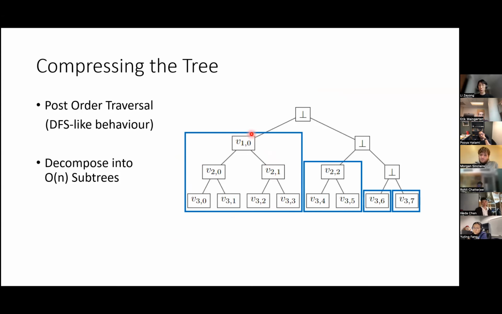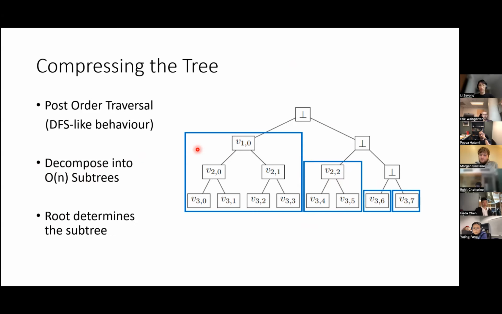That's a very vague intuition, but if you just follow the post-order traversal a little bit, it should be clear that you should be able to decompose this big tree into order n many subtrees. And these subtrees will have different heights. And that's also how you prove that there are at most order n many subtrees.